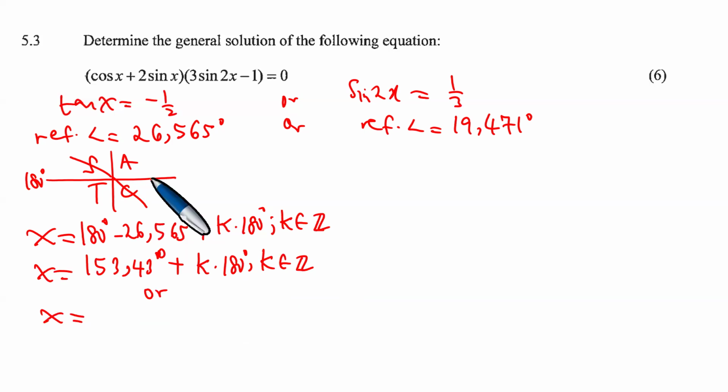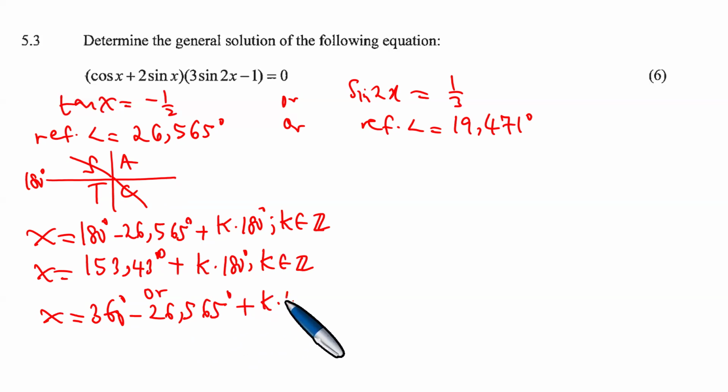We also have one case we can actually consider here at this point. For example, because the tangent is also negative in the fourth quadrant, we'll have 360 degrees minus 26.565 degrees plus k times 180 degrees. You can have that part there. All right, so in other words, you can also have that.